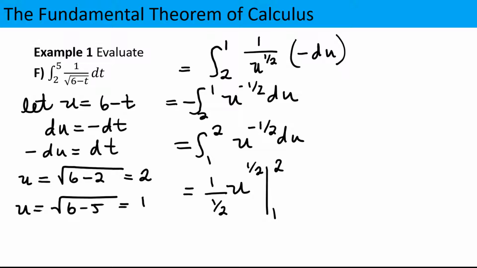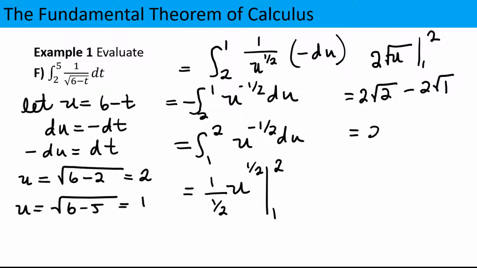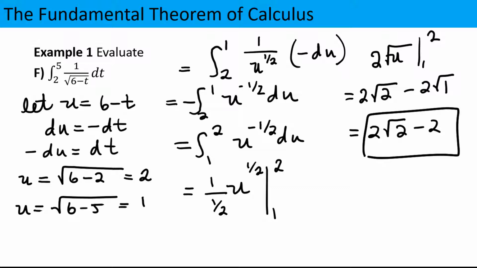Let's do a little bit of arithmetic. 1 over 1/2 is just 2. That's nice. And instead of writing the power 1/2, I'll write square root, from 1 to 2. Let's evaluate. That's 2 times the square root of 2 minus 2 times the square root of 1. So you get 2 times the square root of 2 minus 2. And again, this is an exact value answer.